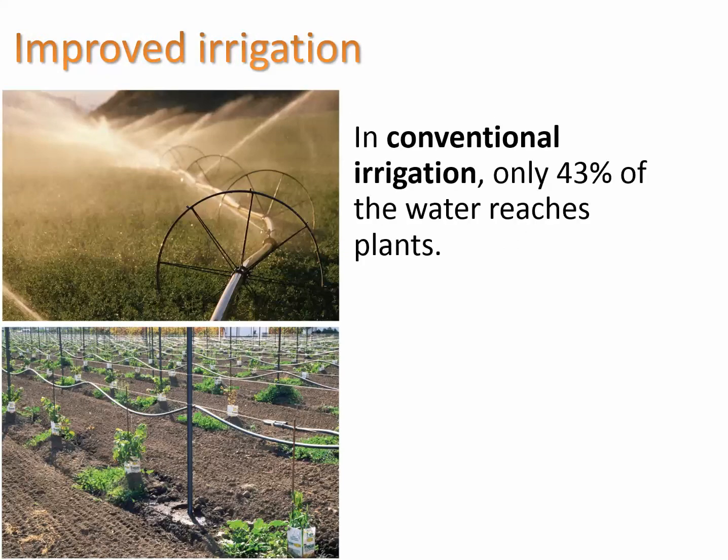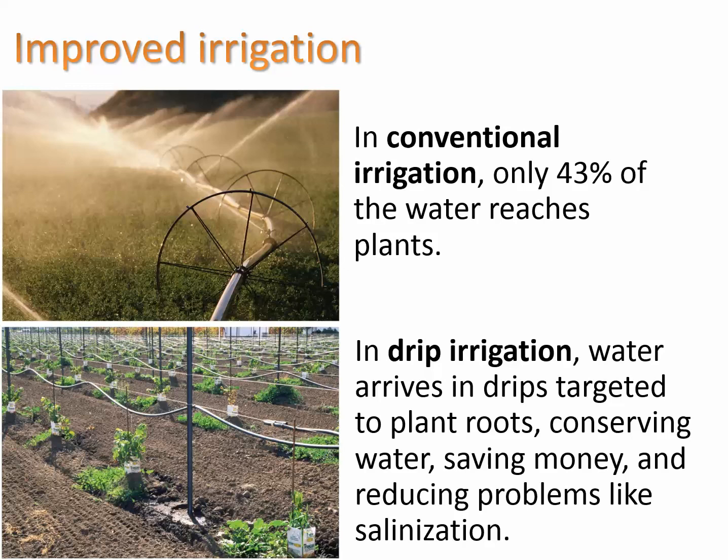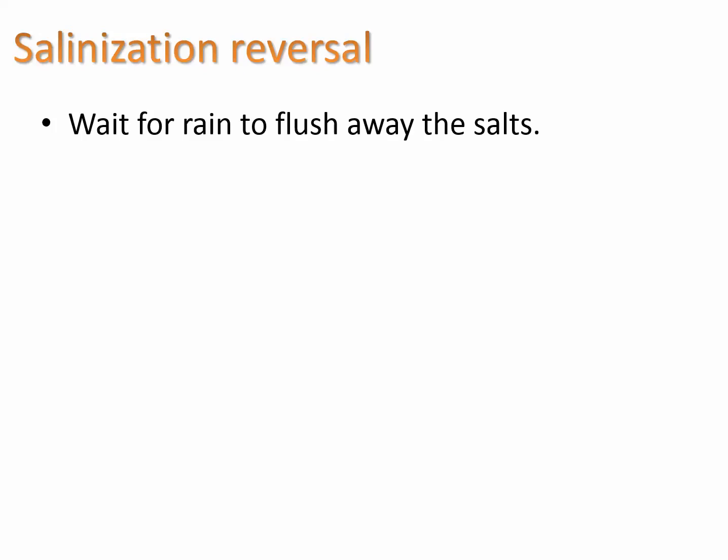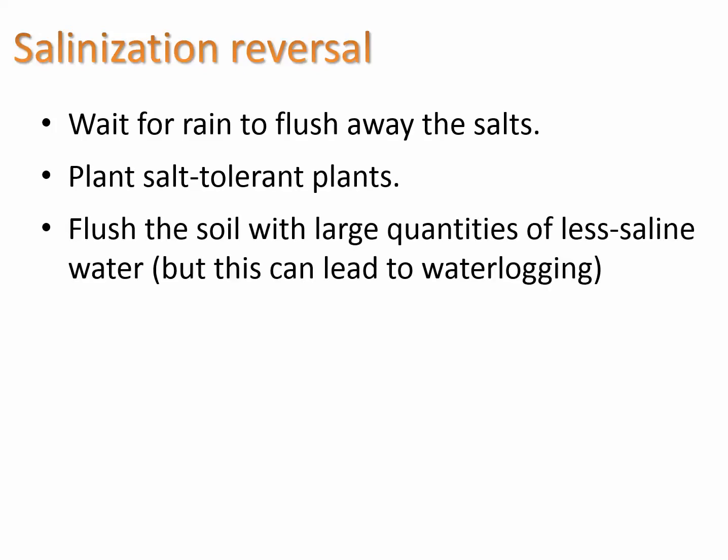In conventional irrigation, only 43% of the water reaches the plants. The other portion is evaporating or running off. In drip irrigation, the water arrives in drips targeted to plant roots, conserving water, saving money, and reducing problems like salinization. How do you reverse salinization if it has occurred? You can wait for rain to flush away the salts. You can plant salt-tolerant plants. You can flush the soil with large quantities of less saline water, but this can lead to waterlogging. And so those are your options.